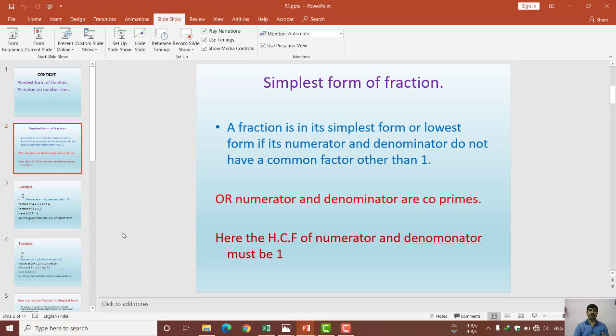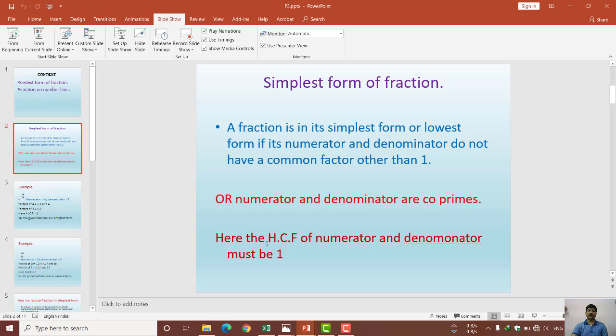A fraction is in its simplest form or lowest form if its numerator and denominator do not have a common factor other than 1. What we have checked: a fraction is in its simplest form if its numerator and denominator do not have a common factor other than 1. It means we can say numerator and denominator are co-primes.